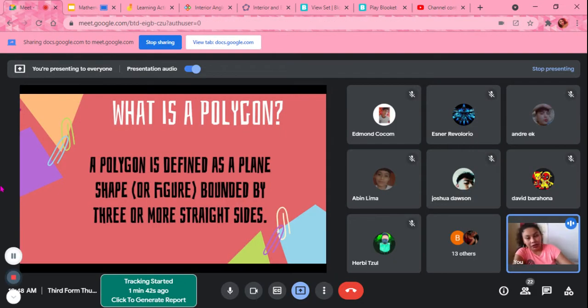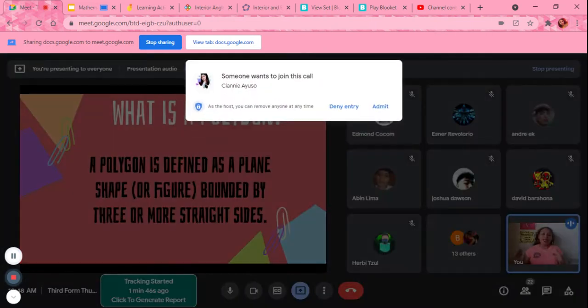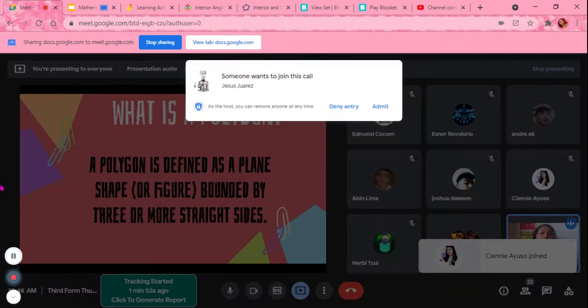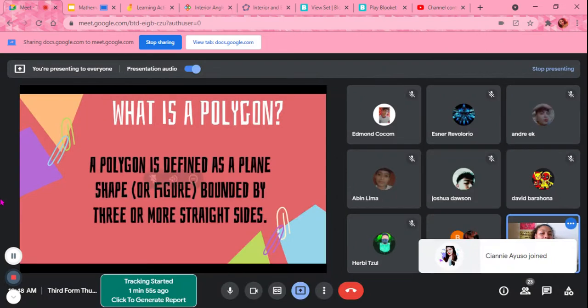Now, what is a polygon? A polygon is defined as a plane shape. A plane shape is a 2D shape, right? A plane shape or figure bounded by 3 or more sides.